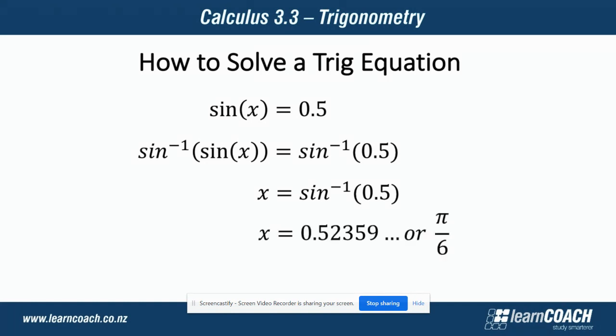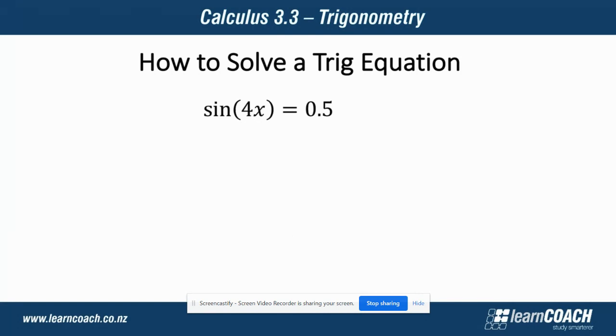And then x will be 0.52359, or more exactly, it is actually pi over 6. Either answer is acceptable. Let's look at something slightly more complicated. Here we've got sine of the function 4x, and that's also equal to 0.5.